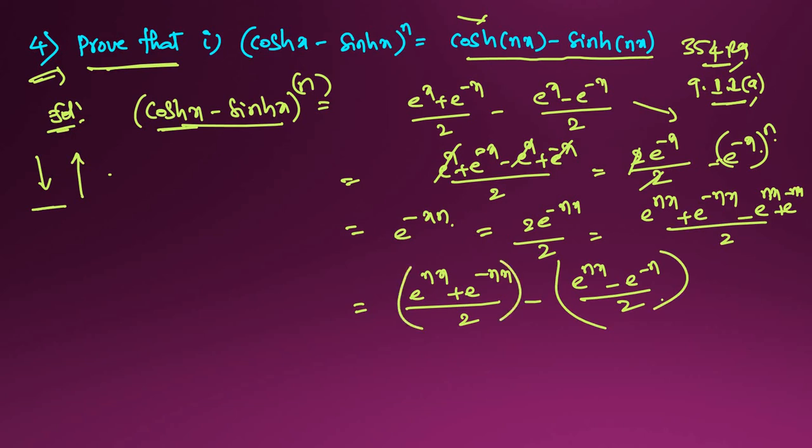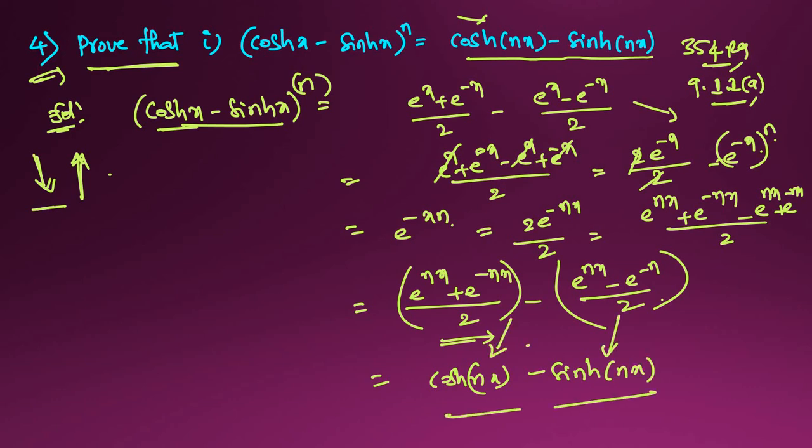Okay, if I divide by 2, like how we came downwards, now we will go upwards like that only. So this total is equal to cos h of nx minus sin h of nx, so this one and this one. So we have to prove it like this. Now move to the fifth one.